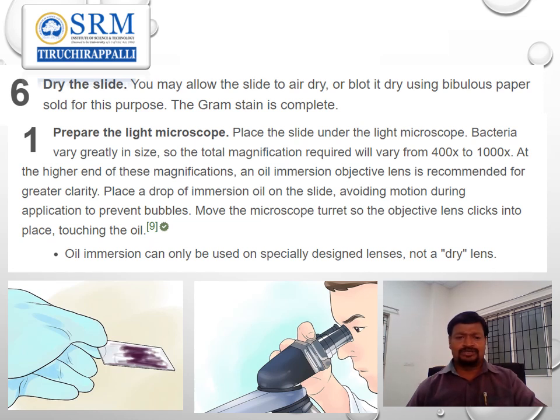Avoid motion during the application to prevent bubbles. Very carefully mount the cover slip. Move the microscope so the objective lens clicks into place and touches the oil. The oil immersion can only be used on specially designed lenses, not a dry lens.